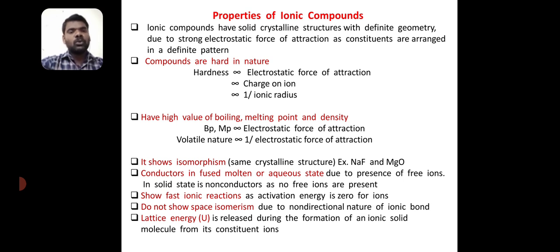And ionic reactions are fast, as the activation energy is 0 for ions. Ionic compounds do not show space isomerism due to the non-directional nature of ionic bonds. Another important point is the lattice energy, that is, the energy released during the formation of an ionic solid from its constituent ions.